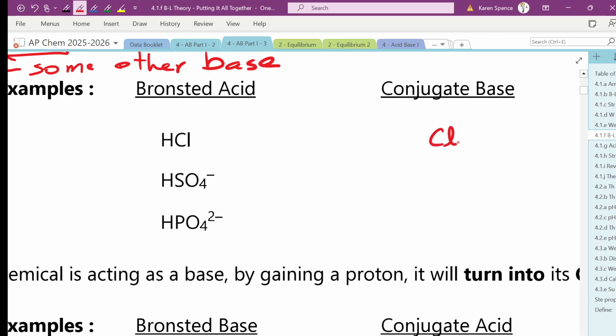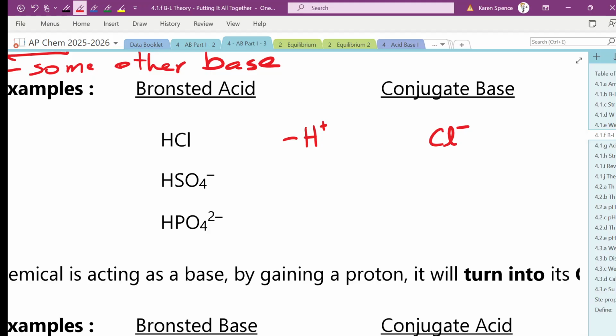Cl minus. What did you do? Yeah, you take away an H plus, so you lose a positive, so it becomes negative, right? So we subtract an H plus, it becomes negative, and the H is gone.